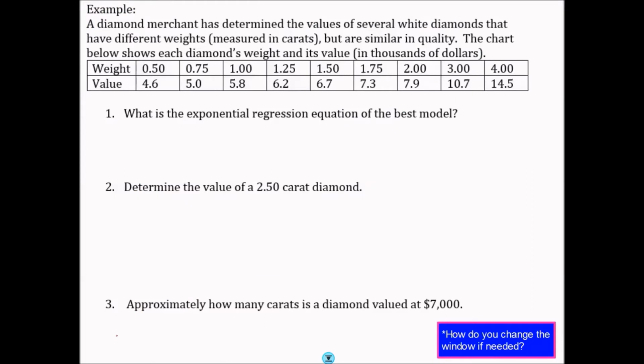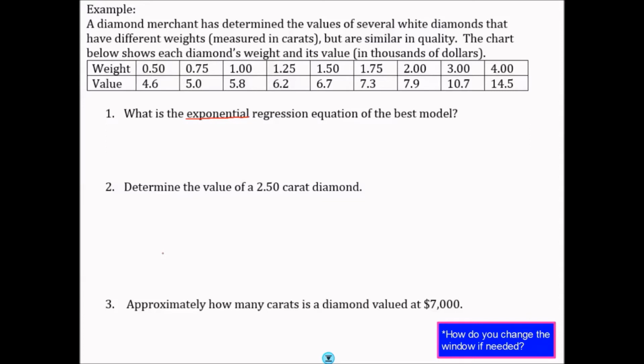A diamond merchant has determined the values of several white diamonds that have different weights, measured in carats, but are similar in quality. The chart below shows each diamond's weight and its value in thousands of dollars. And then it gives us the data and asks, what is the exponential regression equation of the best model? So here it already tells us what type of regression we need to do. So make sure you read the question carefully.